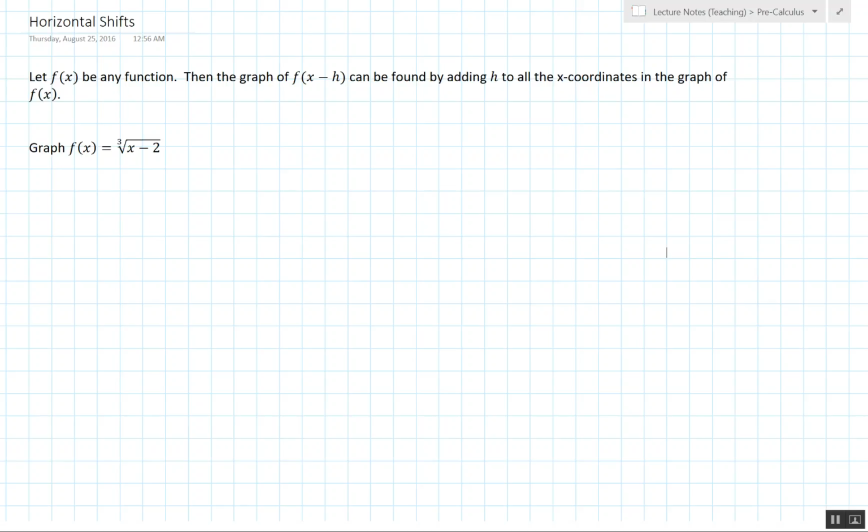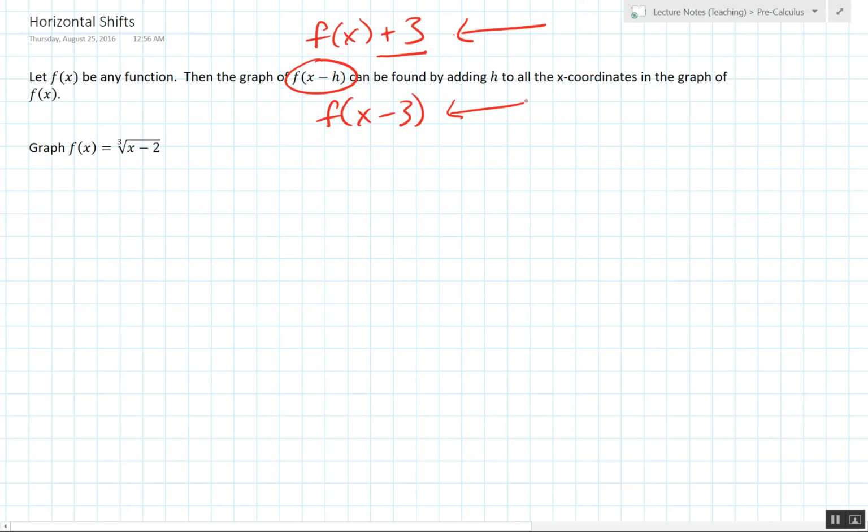So people often get confused on which direction to go for horizontal shifts because with vertical shifts, if you have f of x plus 3, you shift 3 in the positive direction. Well, this minus sign here makes things a little different. If you have f of x minus 3, you'll go along the axis in the positive direction. So notice that for vertical shifts, we always move in the direction that agrees with the sign. And for horizontal shifts, we'll always go in the direction that disagrees with the sign.